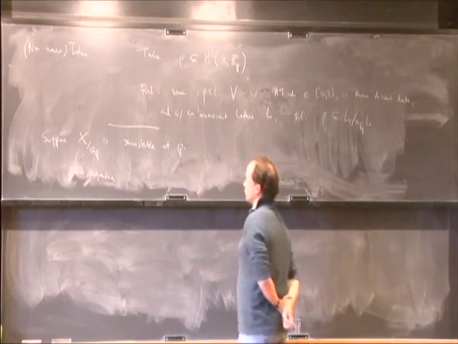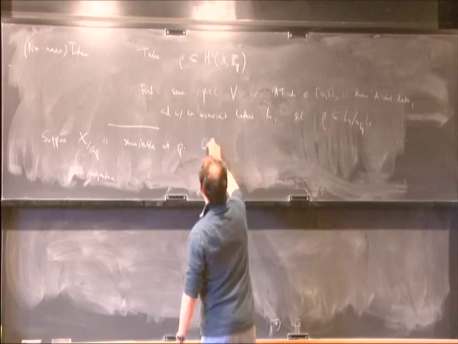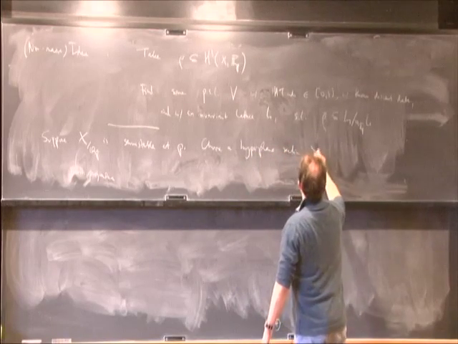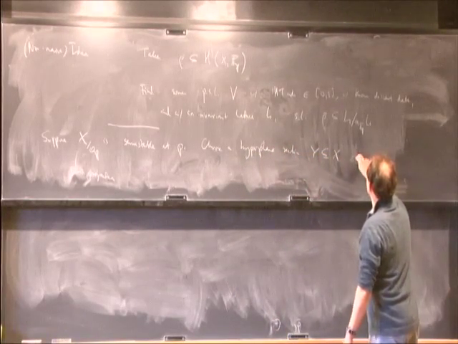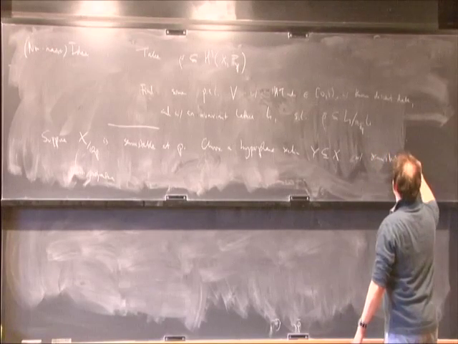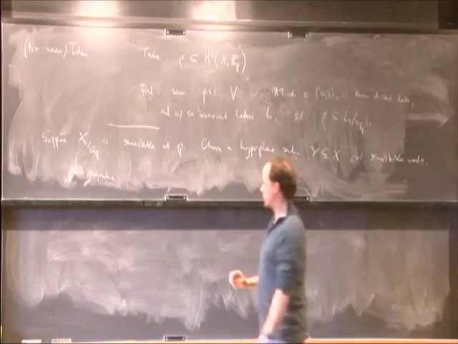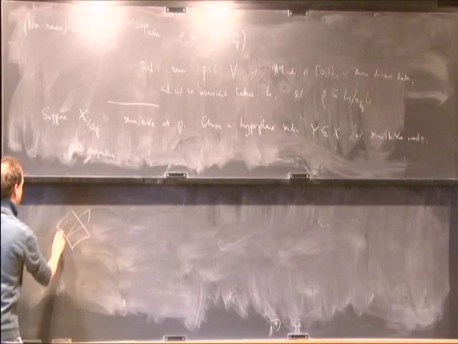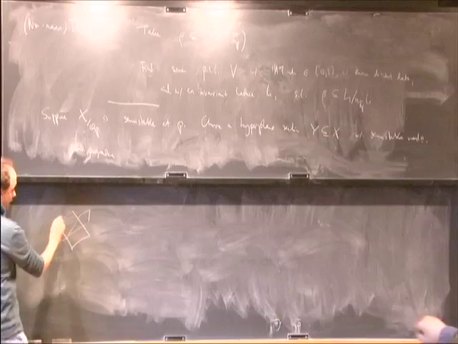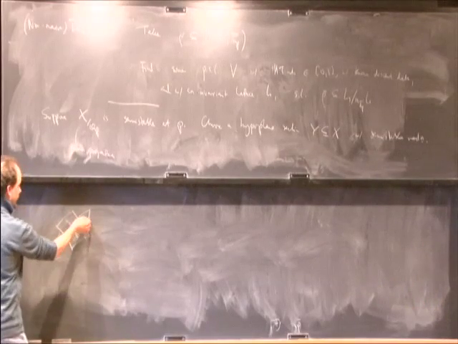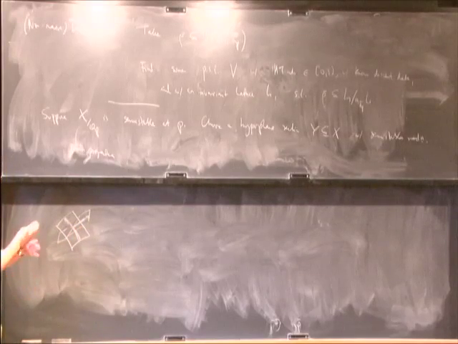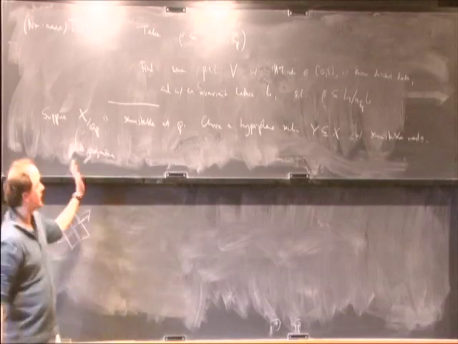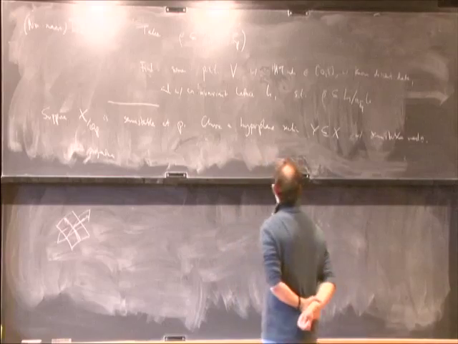And so I say that because of what I'm about to do. So what I can do is choose a hyperplane section Y in X, again, with semi-stable reduction, because perhaps the reduction of X might look like this. If I choose a generic hyperplane section, it will cut those planes transversely, and you'll get two lines crossing. So a generic hyperplane section will again be semi-stable.